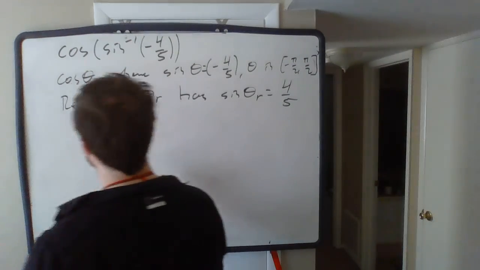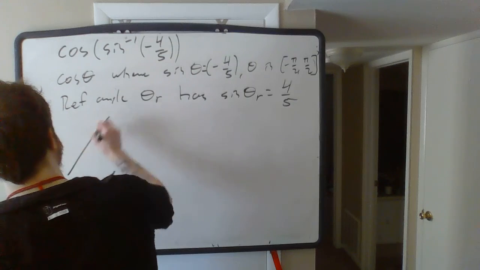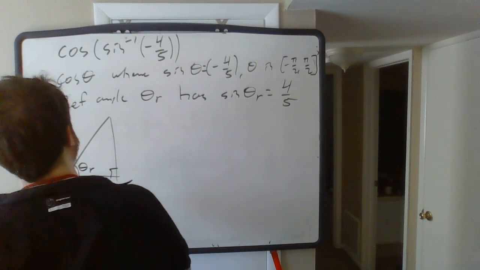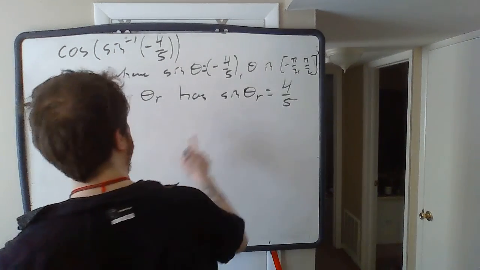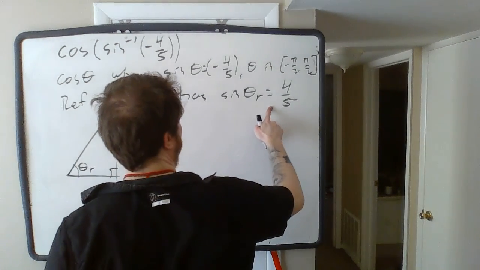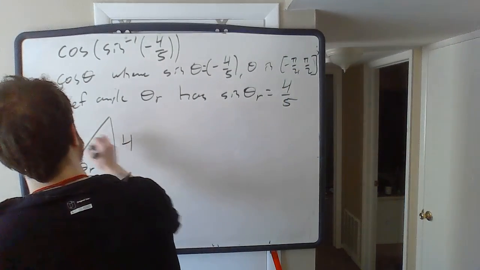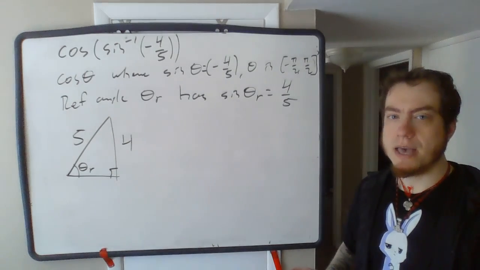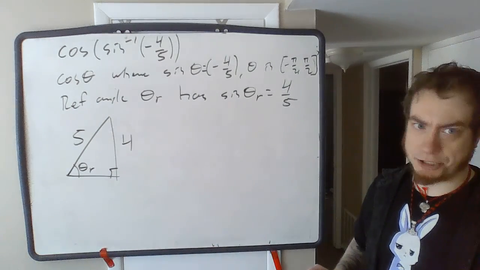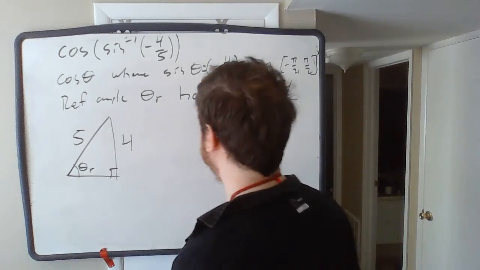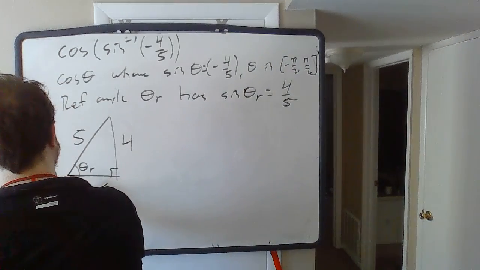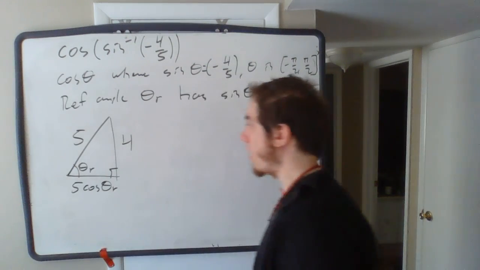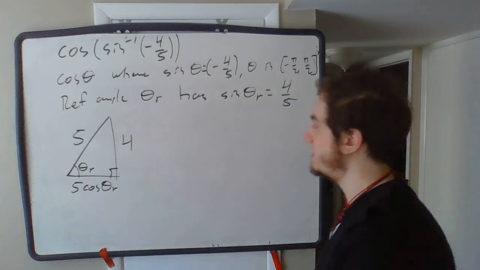So what I can do now is build a triangle. I want to build a right triangle with an angle theta r, and I want the opposite divided by the hypotenuse to be 4/5. Well, if I make the opposite side 4 and the hypotenuse 5, that is certainly going to manage it, right? Well, that means that this side is going to be 5 cosine theta r. Okay, so what does this mean?